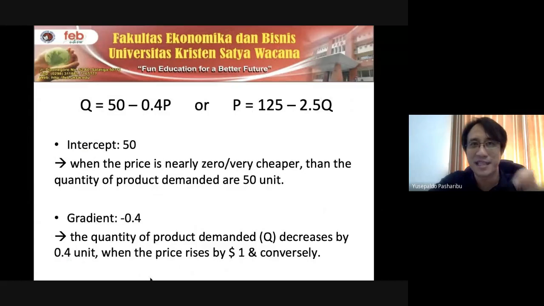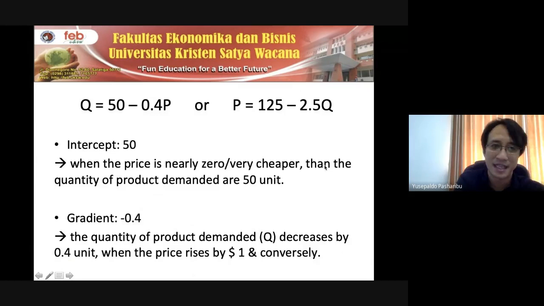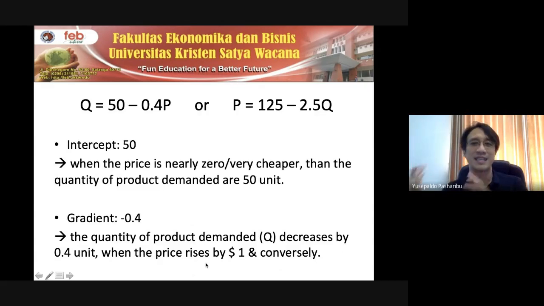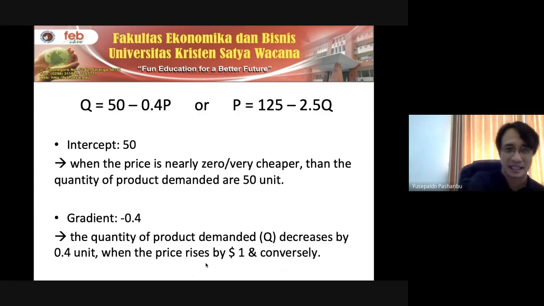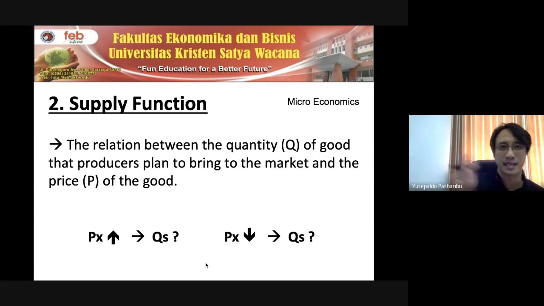This is the complete interpretation. The intercept is 50. Then when the price is nearly 0 or very cheap, the quantity of product demanded is 50 units. The gradient is 0.4. The quantity of product demanded decreases by 0.4 unit when the price rises by $1, and conversely. Okay.